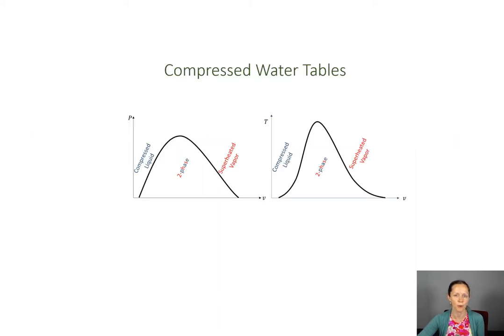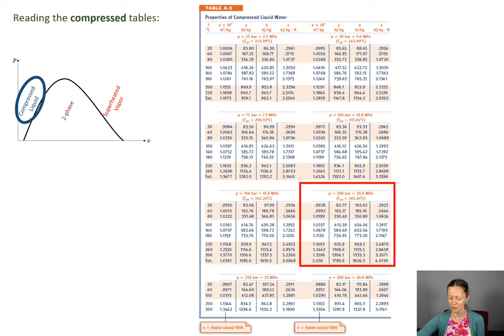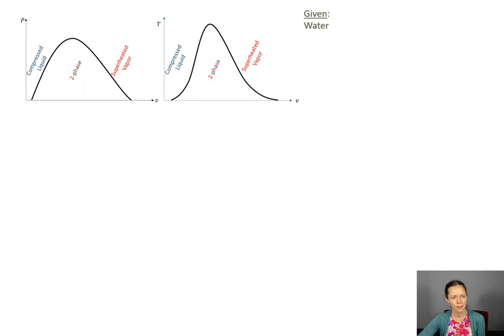So let's look at the compressed tables first. This would be on the left-hand side of that vapor dome. You can find this information in table A5 and A5E. The E would be for the English units. So, table A5. If you look at this, you'll notice that it's organized in blocks of pressure. So all you need to do is go to the block of pressure that you're at, right? So let's work a problem.